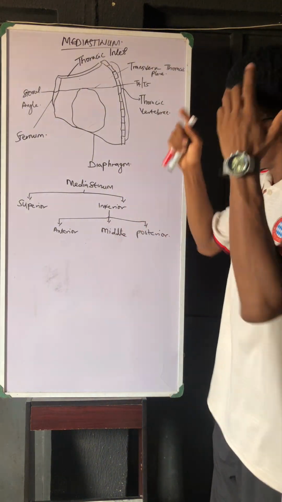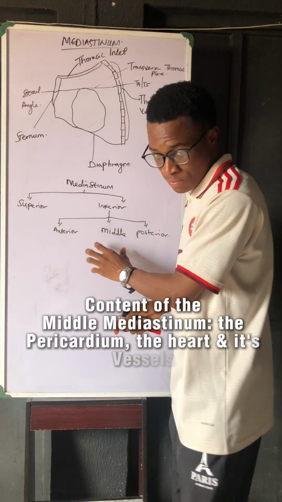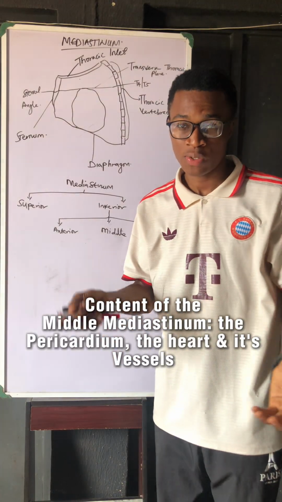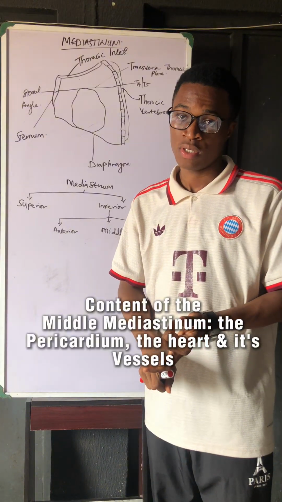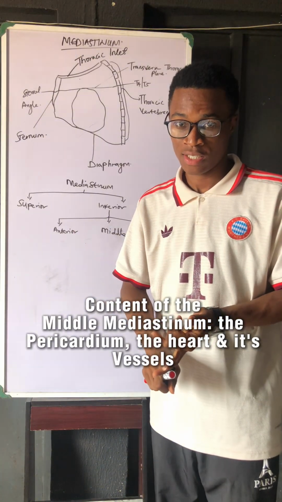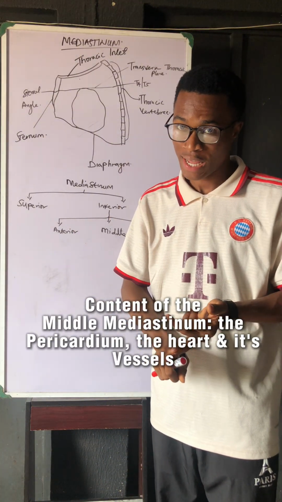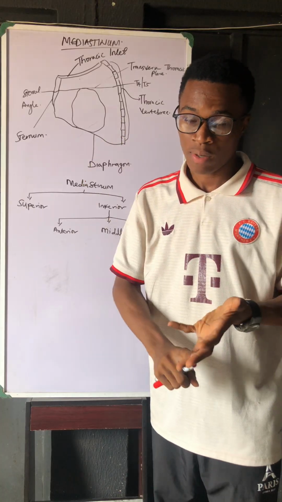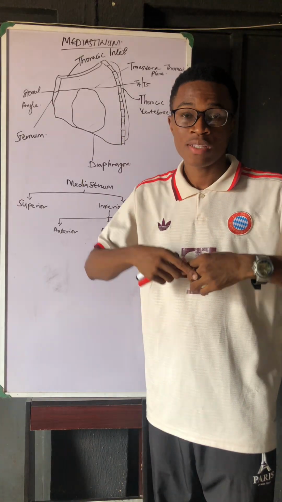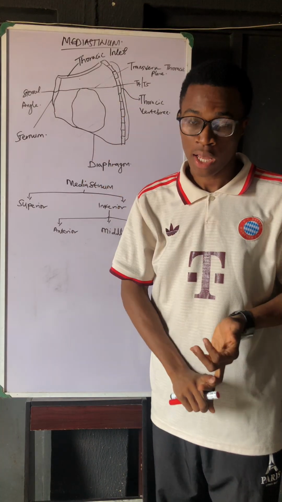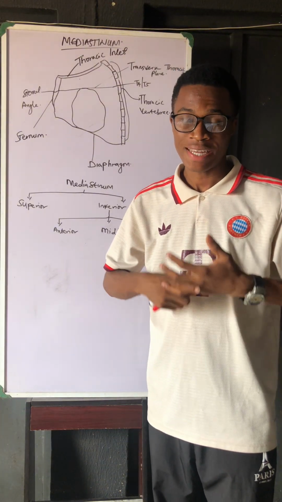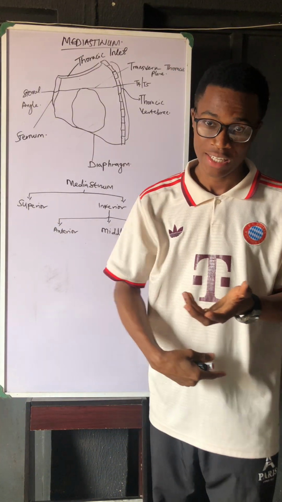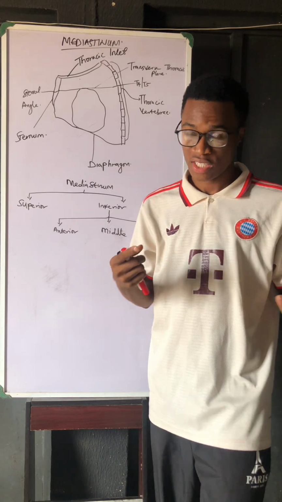Then what are the contents of this middle mediastinum? The major content is the heart and the pericardium. You can talk about the arteries, the pulmonary artery, and all the arteries. You can talk about the aorta, the ascending aorta, the descending aorta, etc.